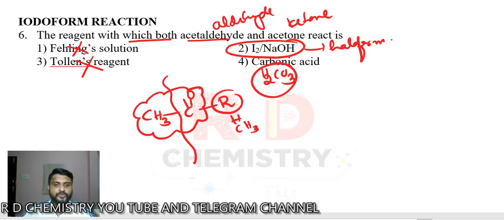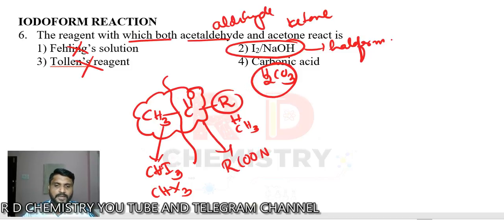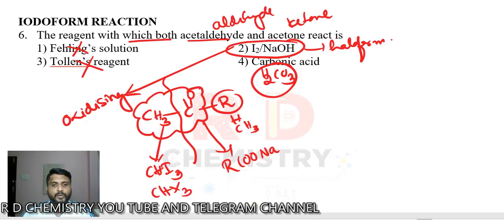So it undergoes oxidation to give CH3 becoming CHI3 for the iodoform reaction, or in general CHX3, haloform. And the second part gets oxidized to give RCOONa. Okay. That means this iodoform reagent is an oxidizing agent. It can convert the methyl keto compound into the corresponding carboxylic acid salt, but the CH3CO group breaks here. So the answer is option number 2, right?